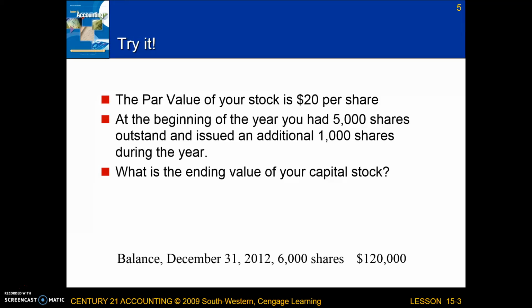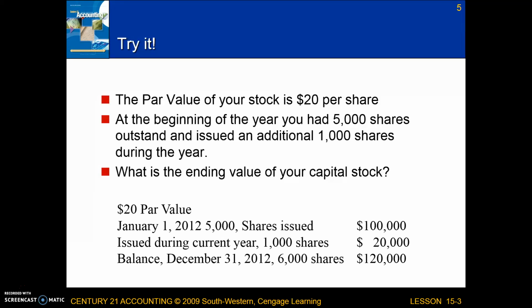Okay, so what you should have gotten as your answer was that you would have 6,000 shares, which would equal 120,000. So how did I get that? I started with the $20 par value. I had started with 5,000 shares, so 5,000 times 20 equals 100,000. And then we issued an additional 1,000 at $20 a share makes 20,000. You add those together, you get 120,000.